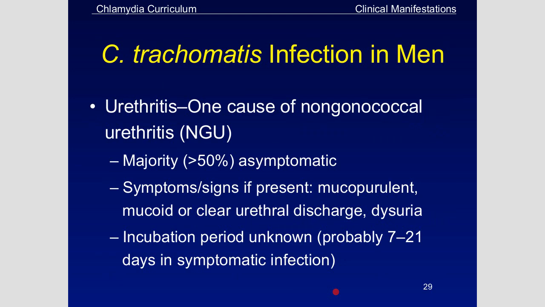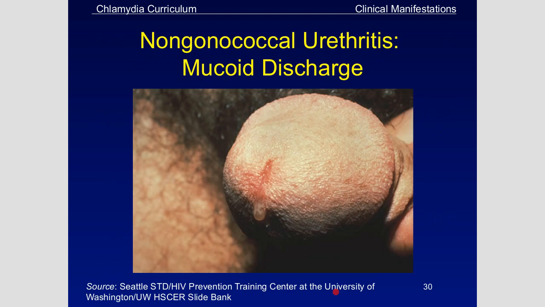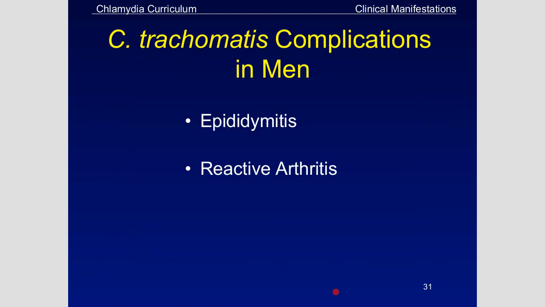Okay, and then if the signs and symptoms are there, they're going to pass mucopurulent, mucoid, or clear urethral discharge. The problem with that is that many men will ignore it as either a pre-ejaculate or an ejaculate. So that again would not give them a clue as to what's happening, but they will have dysuria, painful urination. Incubation period, again, as I said, is 7 to 21 days. Non-gonococcal urethritis, as you can see from here, has mucoid discharge in terms of presentation compared to gonococcal, which was like pus.